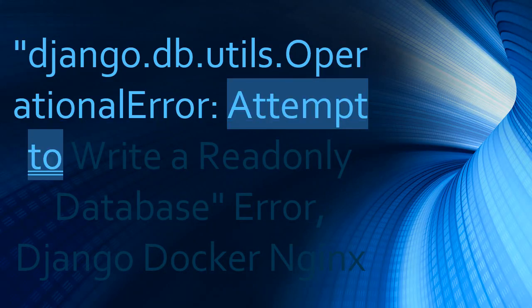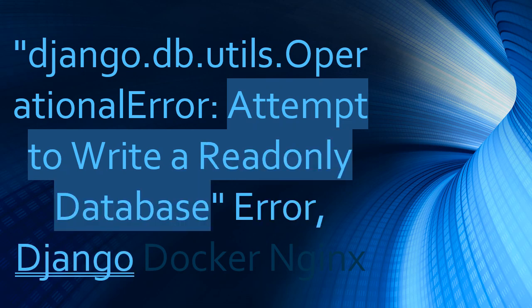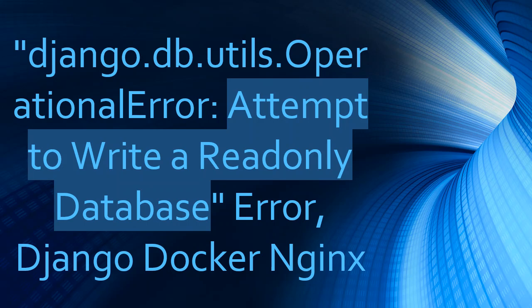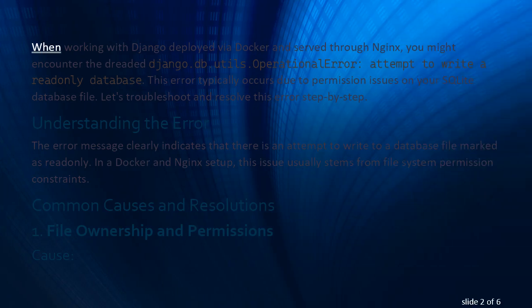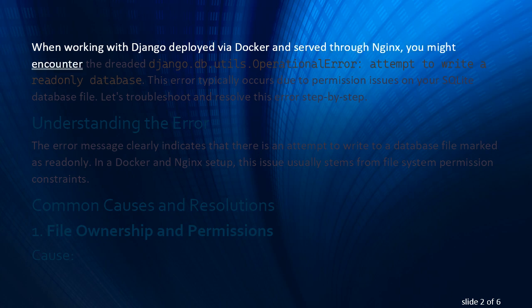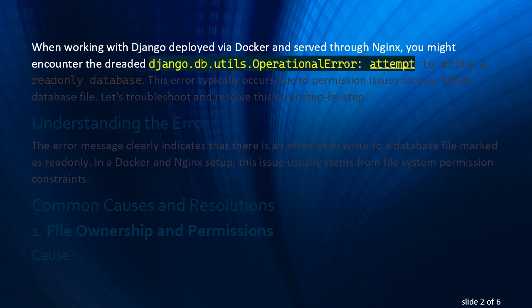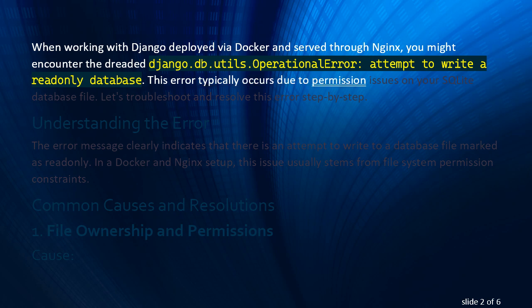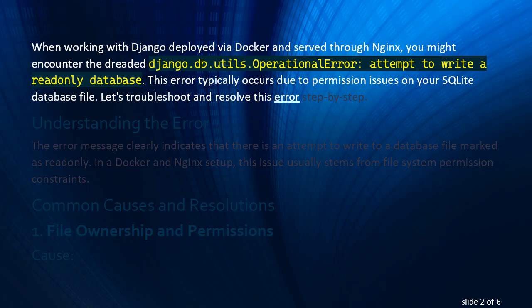django.db.utils.OperationalError: attempt to write a read-only database error, Django Docker Nginx. When working with Django deployed via Docker and served through Nginx, you might encounter the dreaded django.db.utils.OperationalError: attempt to write a read-only database. This error typically occurs due to permission issues on your SQLite database file. Let's troubleshoot and resolve this error step by step.